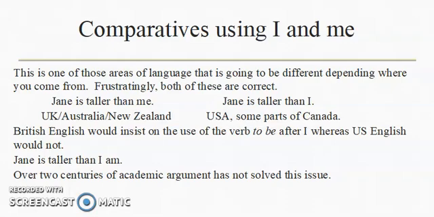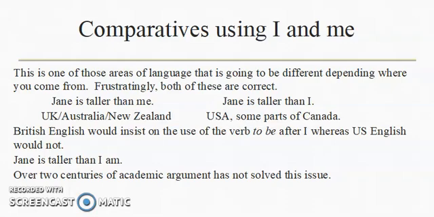Jane is taller than me. This is what you find in UK English, Australia, New Zealand. Jane is taller than I. It's very common in the USA and also some parts of Canada. In British English, we would insist on the use of the verb to be after I, whereas US English would not. Jane is taller than I am. That would be the British way of putting it.